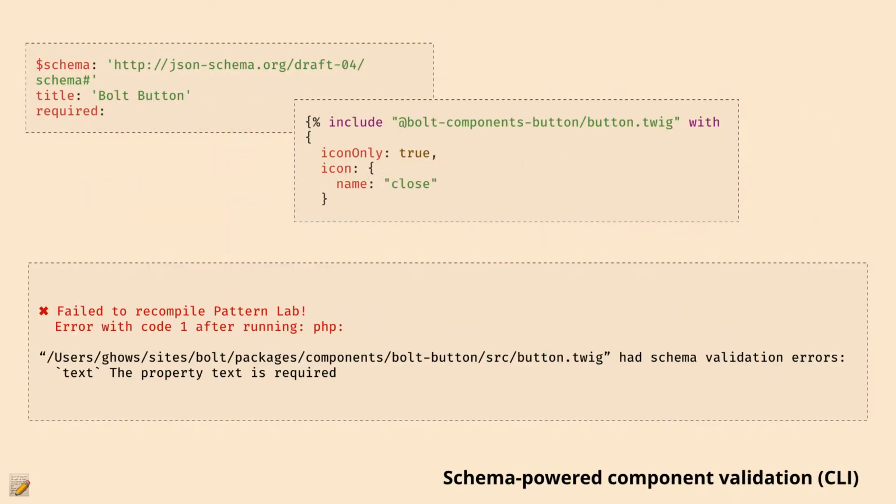And we really need to talk about validation because that's really one of the core benefits of schemas in general. This is an example of command line validation that we can automatically run everything through in the context of Pattern Lab. So, for example, we have the text property in our button being a required property. That text might be visually hidden if it's an icon-only button, but it's still required no matter what context you're using the button. So if you don't pass along text, it barks at you.